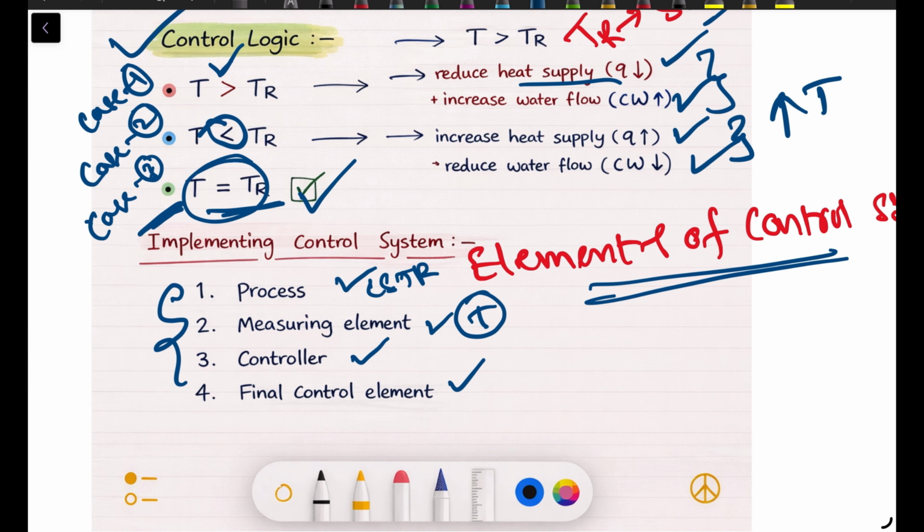Then we have a controller, a device that compares the measured temperature with the desired set point. Then we have a final control element, the component that adjusts the heat input or cooling flow to control the response. This is the basic idea of temperature control in a CSTR. In the next part, we will see how the measuring element, controller and final control element work together to implement a complete control system.